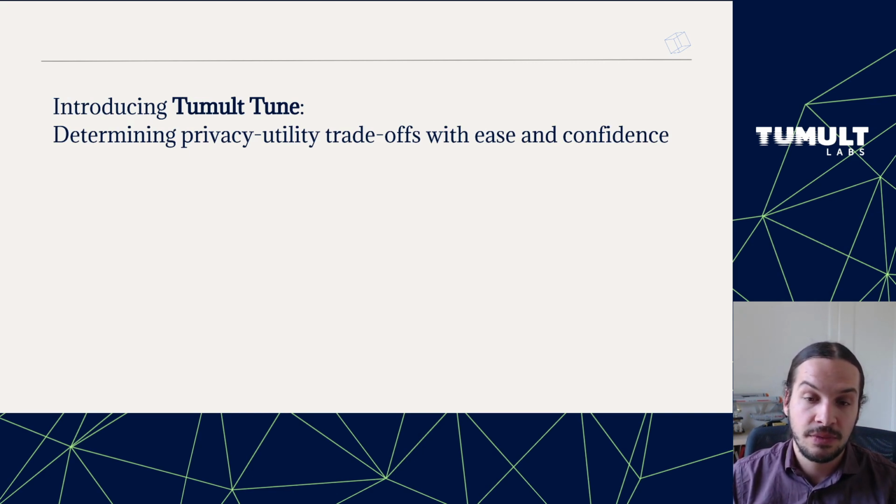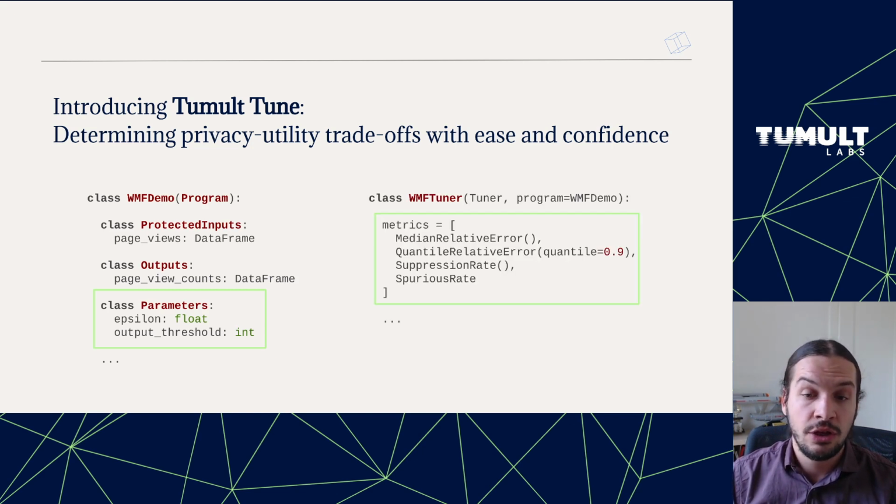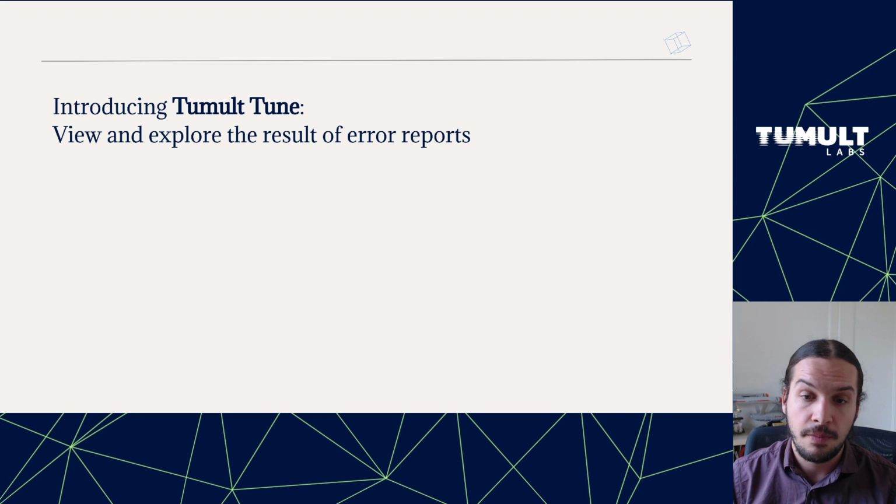Here's how it works. First, you parameterize your Tumult Analytics program. Second, you select from a library of metrics that capture your utility goals. And that's it. Once you have that, you can easily evaluate the utility of your program on various parameter combinations. Tumult Tune will automatically figure out the baseline, save the results, and optimize performance across runs.